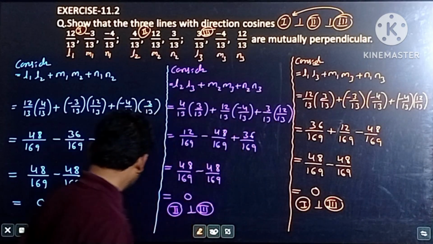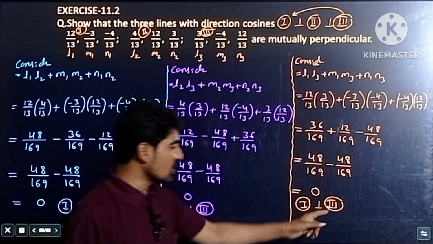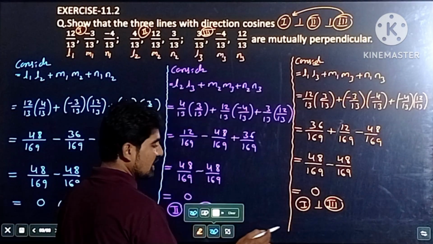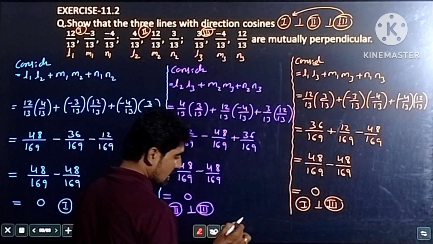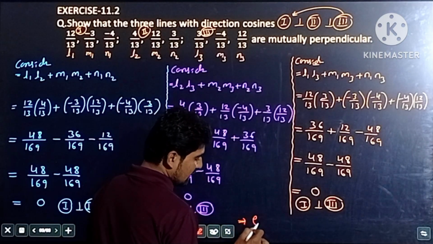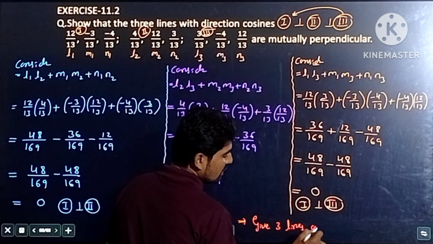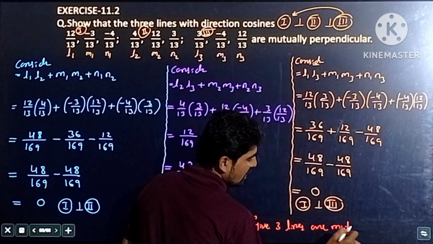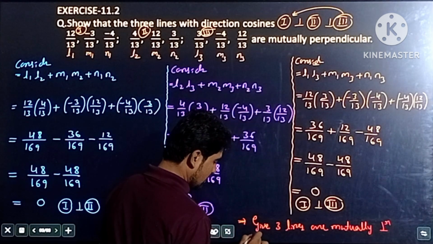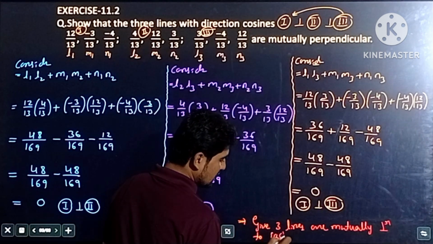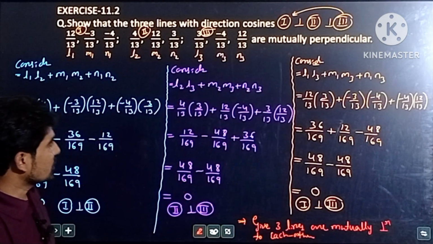So observe here, the first line is perpendicular to the second line, the second line is perpendicular to the third line, and the third line is perpendicular to the first line. It means the given three lines are mutually perpendicular to each other. I hope all of you understood this question.